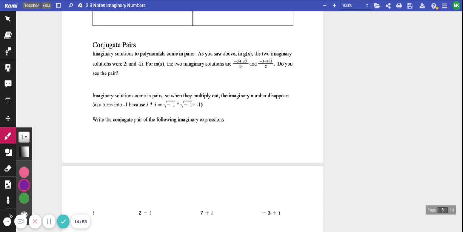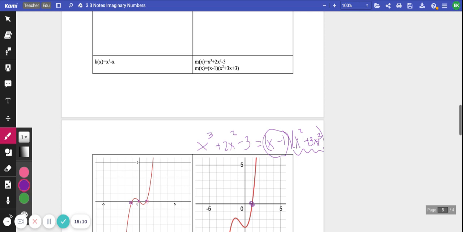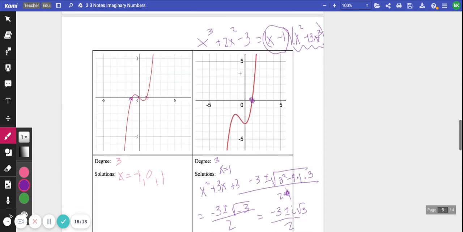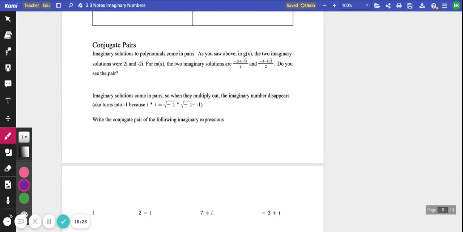So our two imaginary solutions were negative 3 plus i square root of 3 over 2 and negative 3 minus i square root of 3 over 2. So one reason they come in pairs is because when we multiply them out, we will cancel the i. See how in this equation, x cubed plus 2x squared minus 3, and more specifically just the quadratic, we don't have any i's in there. That's because when you multiply the pairs together, the i's go away because i times i equals negative 1.